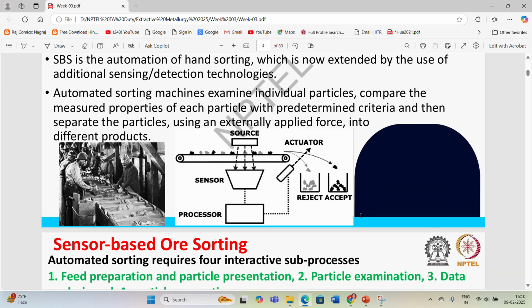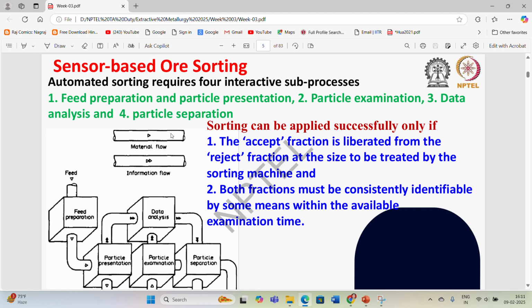Automated sorting machines examine individual particles, compare the measured properties of each particle with predetermined criteria, which we have already fed into the machine, and then separate the particles using an externally applied force into different products. Sensor-based automatic sorting requires four interactive sub-processes, which include feed preparation and particle presentation, particle examination, data analysis, and particle separation.